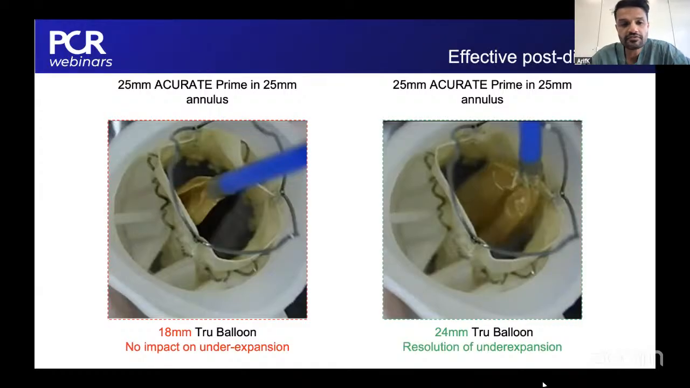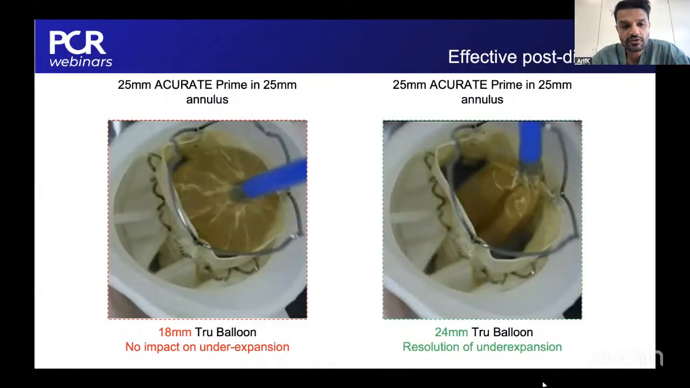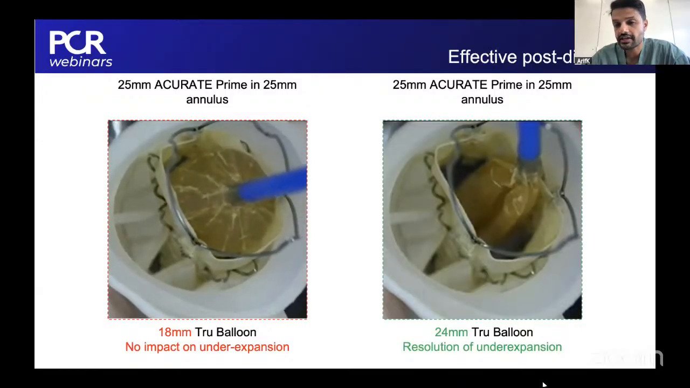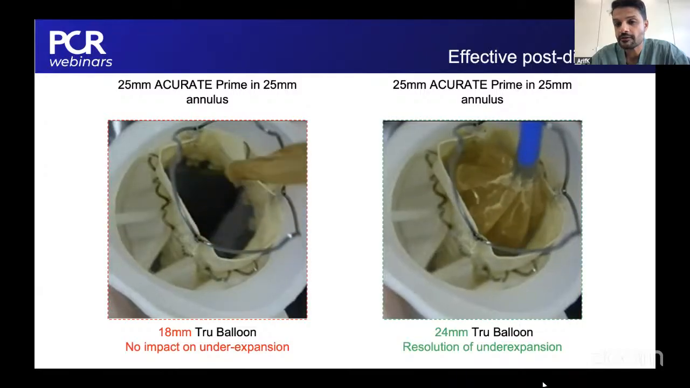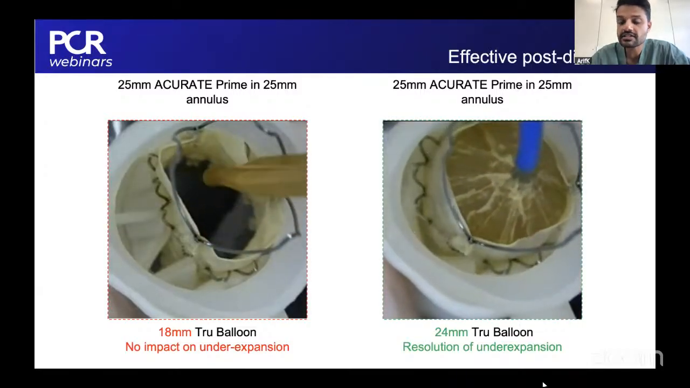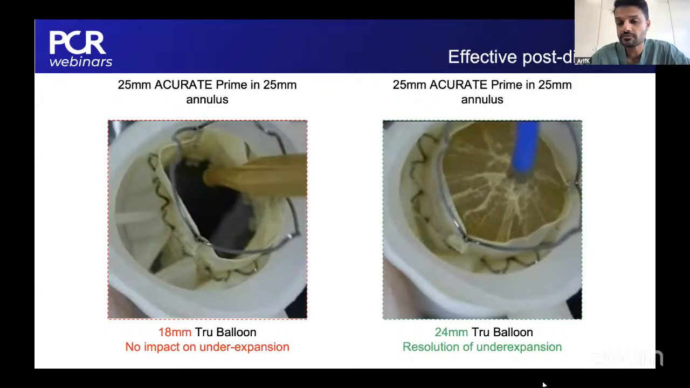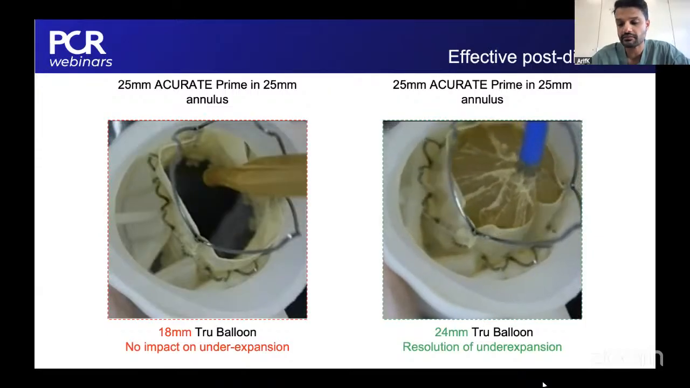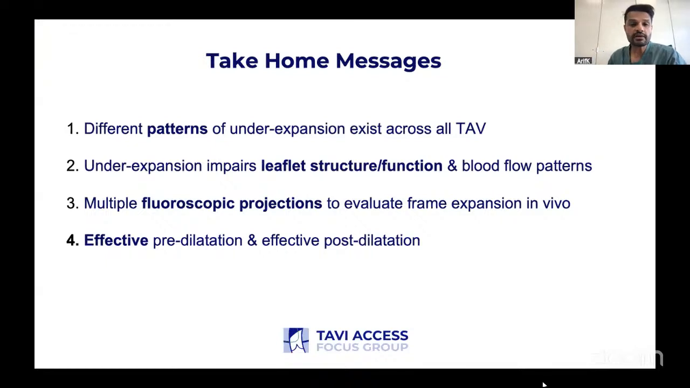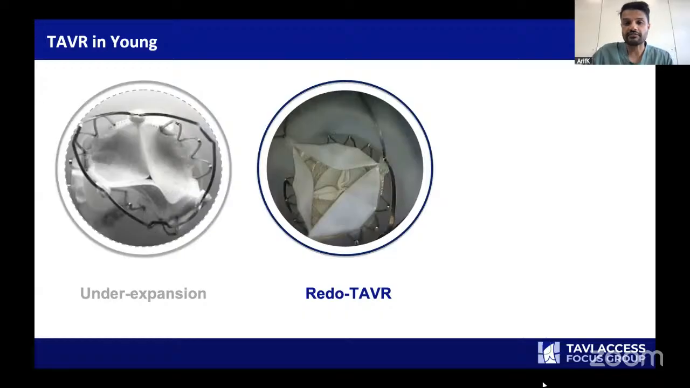Just to show that in a different way, looking on the inside, on the left, we've got this underexpansion, small balloon, no impact. Now on the right, you take an appropriately sized balloon, and you can see how you can actually expand the valve. Because this is nitinol technology for self-expanding platforms, it then retains its shape, but you have to give it that push. So to summarize, with underexpansion, we've got different patterns. These patterns affect the leaflet structure and function as well as blood flow patterns. The importance of using that C-arm to help us evaluate it, and then the importance of an effective pre- and post-dilatation.